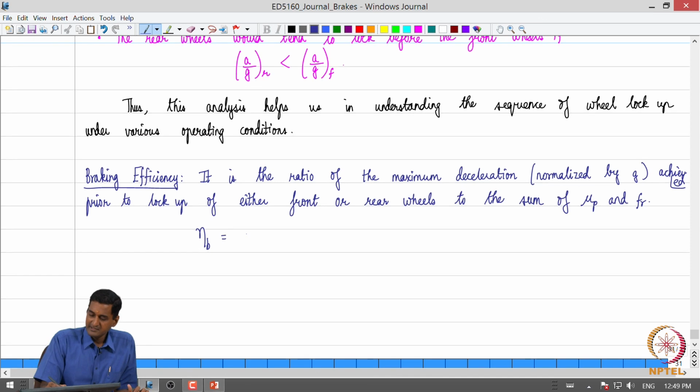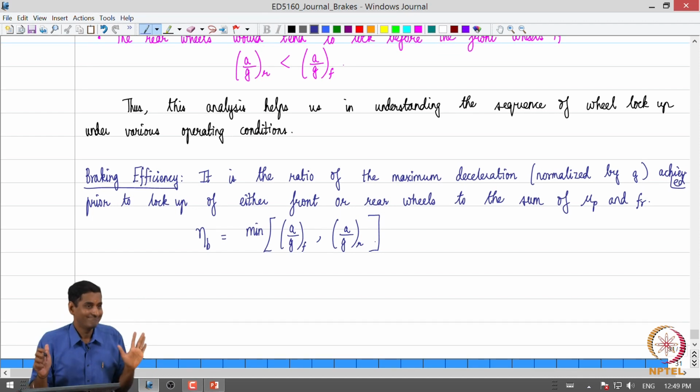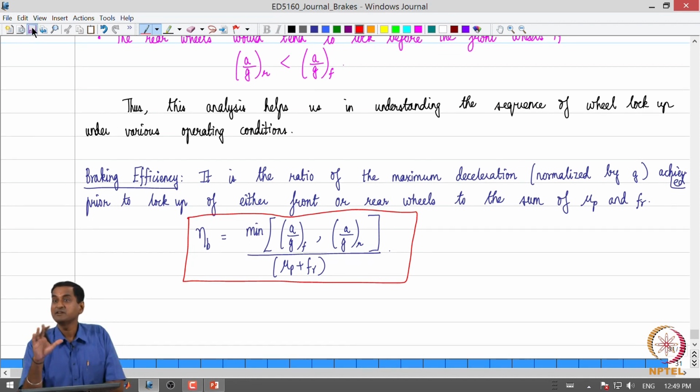So, what is the expression for this braking efficiency? Eta B I can rewrite as the minimum of A by G F comma A by G R, right, because as per the definition it is the vehicle deceleration achievable prior to lockup of any wheel on the vehicle. So, I need to take the minimum of A by G F and A by G R and divide it by mu P plus F R, right. So, when I have very effective brake force distribution, you will see that A by G F and A by G R will be almost equal and this braking efficiency will almost tend to 100%.